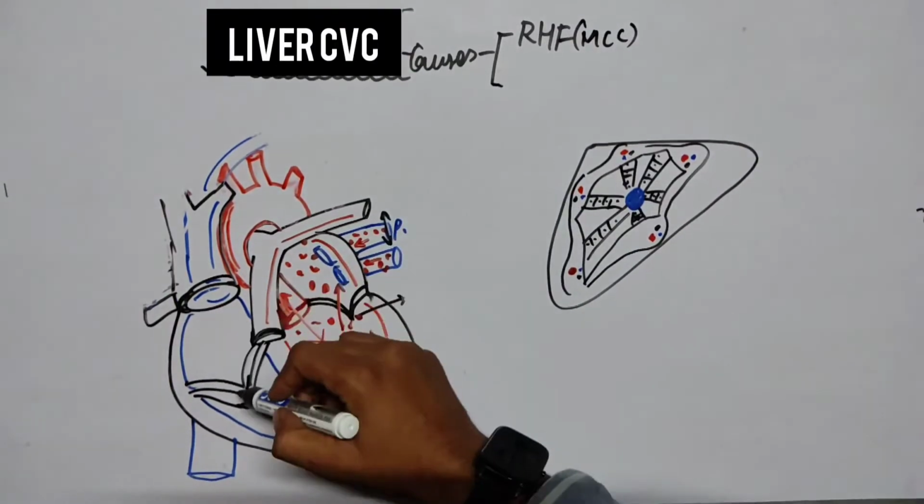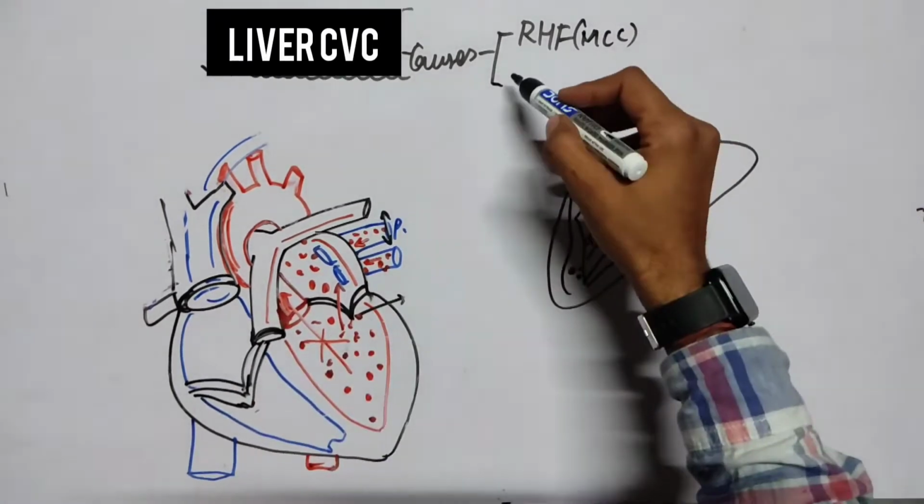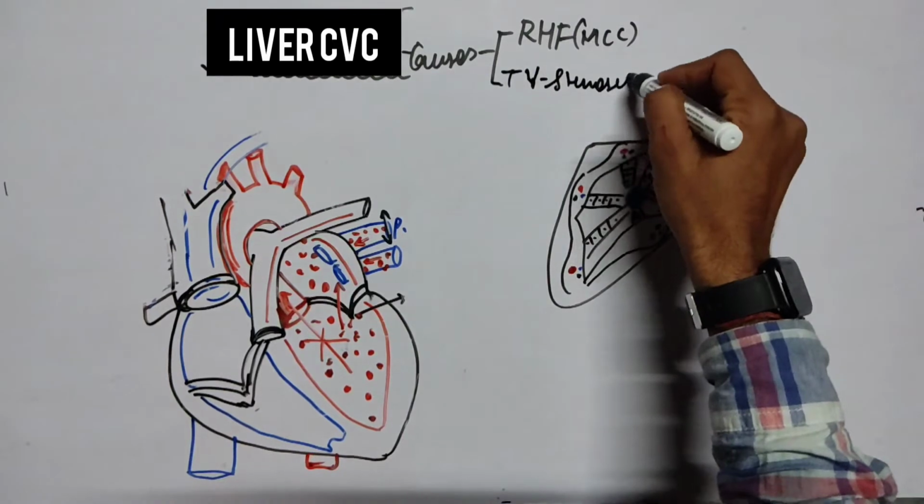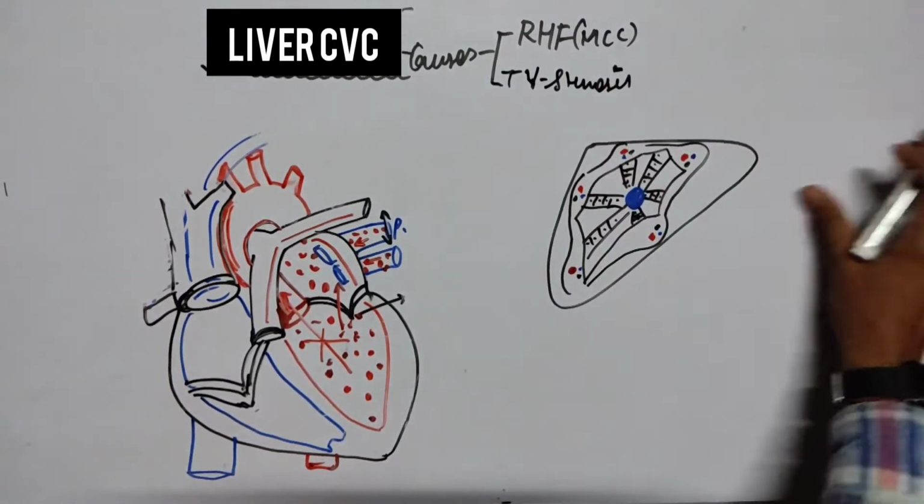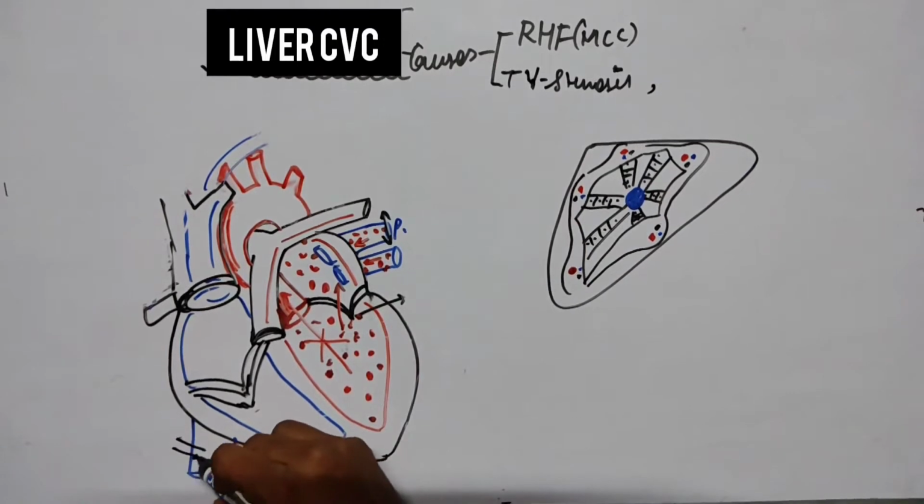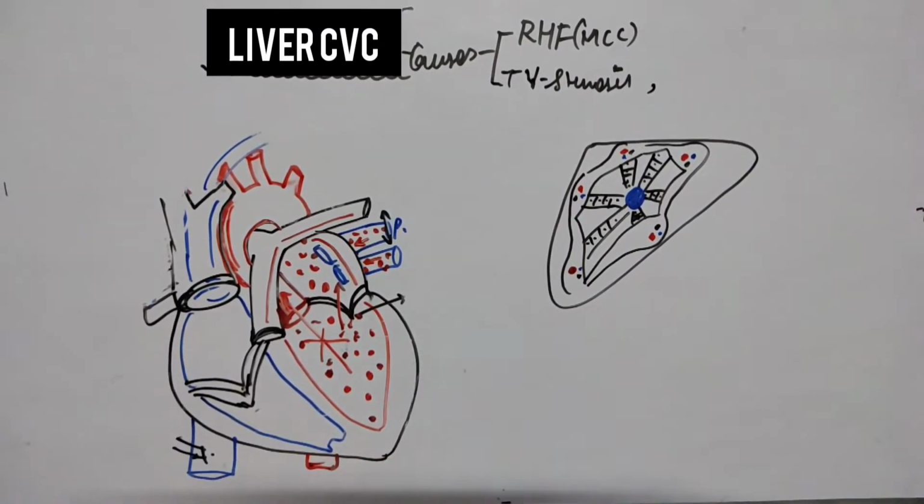Others can also happen, like stenosis of the tricuspid valve, or obstruction of the inferior vena cava or the hepatic vein, right? So what is the mechanism?